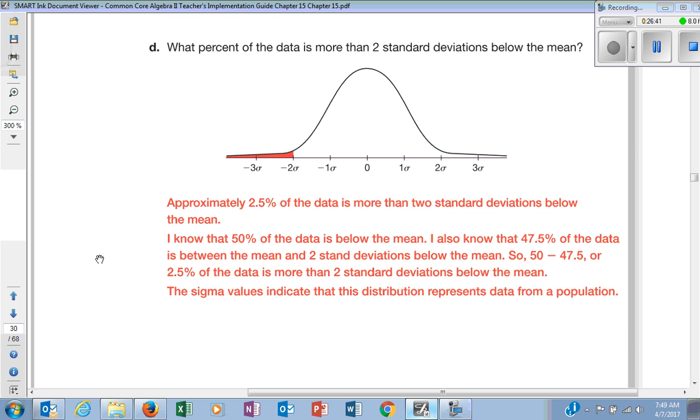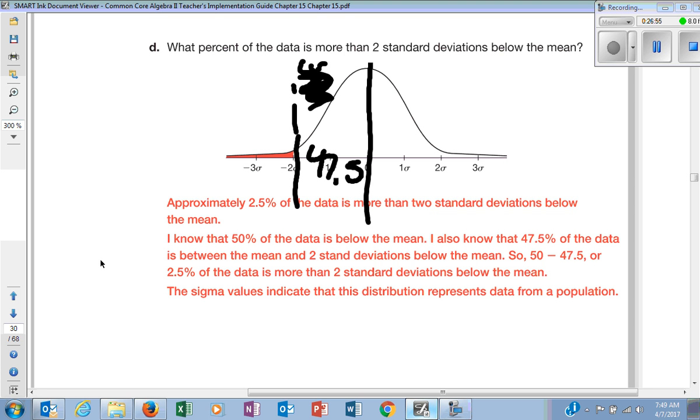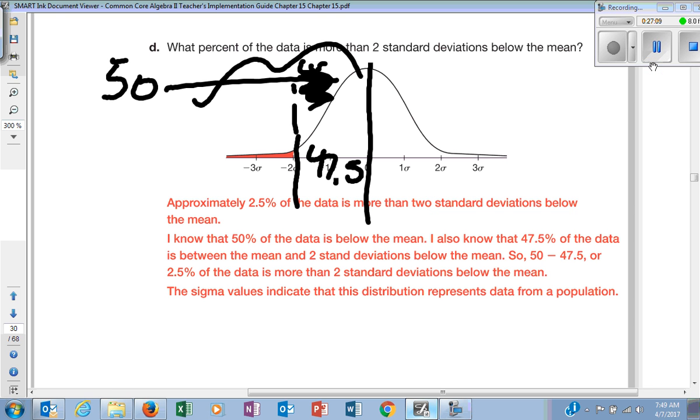Again, how they did that is we just figured out that this whole thing was worth 47.5. So then that means if this whole thing, below the mean, is how much? How much is from the mean and all the way below? What did we say it was? 50%. So then we just took the 50 minus the 47.5, and that's how they get that 2.5 from 2 standard deviations below. You guys following me?